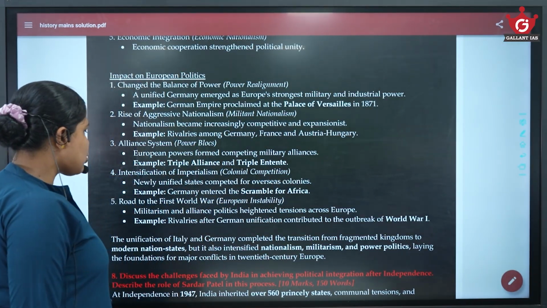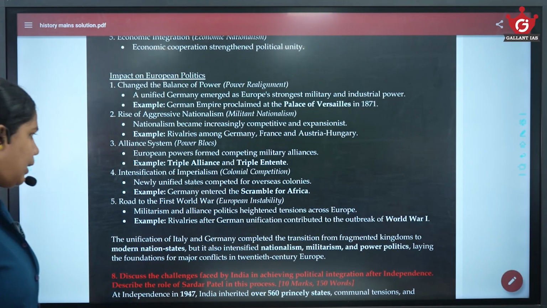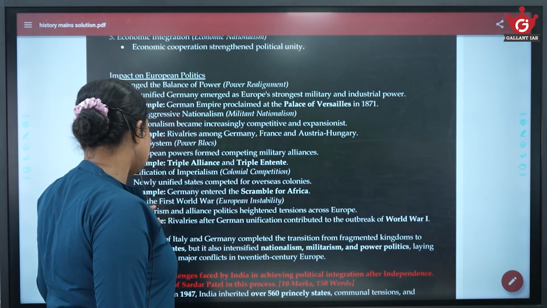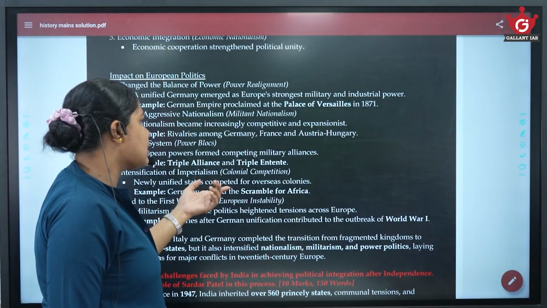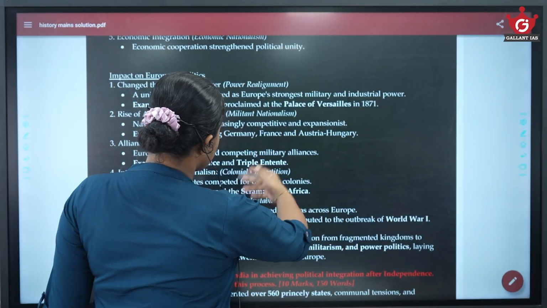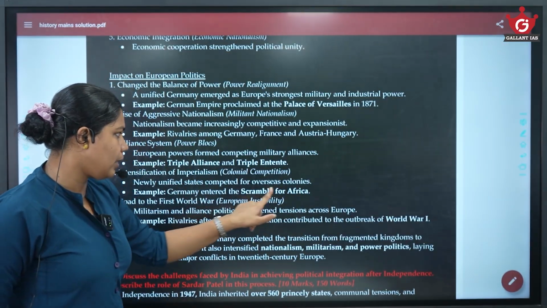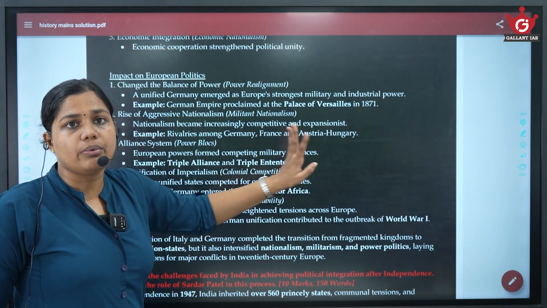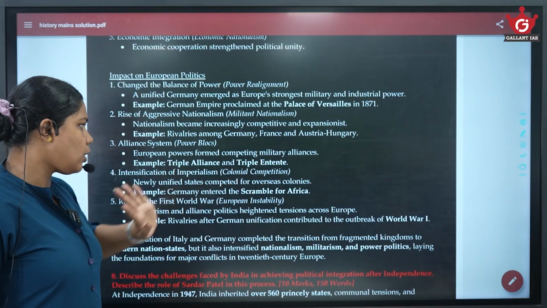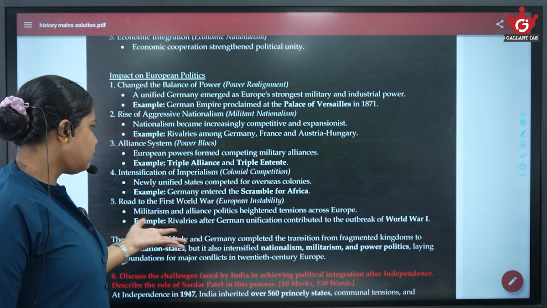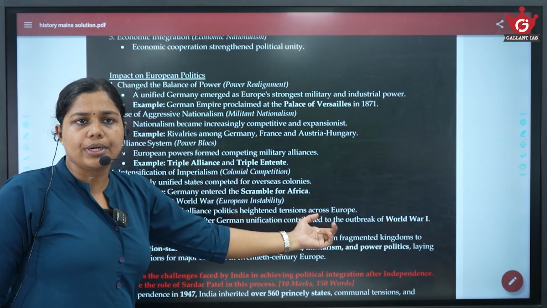Next is intensification of imperialism, that is colonial competition. Newly unified states competed for overseas colonies, and you can give how Germany entered the scramble for Africa. It's very important. From the scramble for Africa also you can expect a question. Just for this scramble for Africa, they can ask an independent question. So prepare on this topic too. Then how it was the road to the First World War, how it led to the outbreak of World War I.